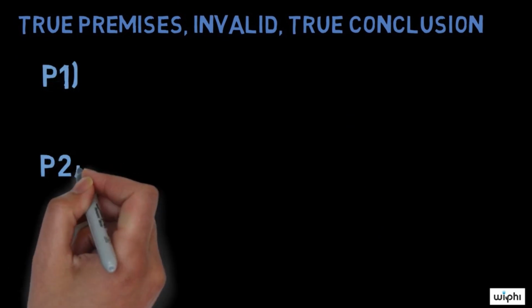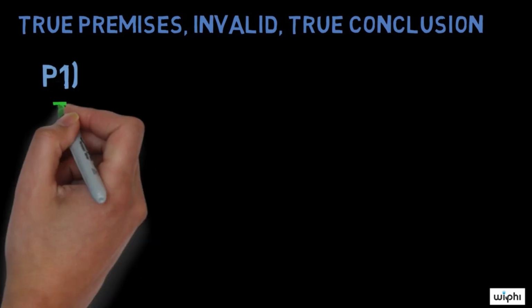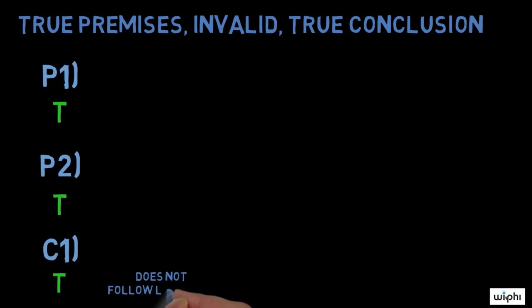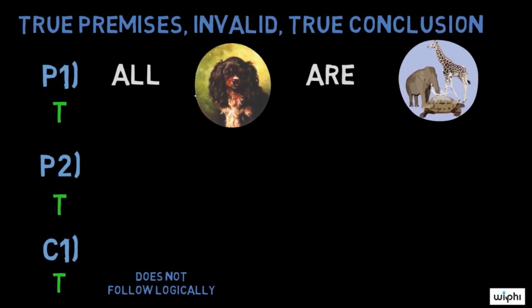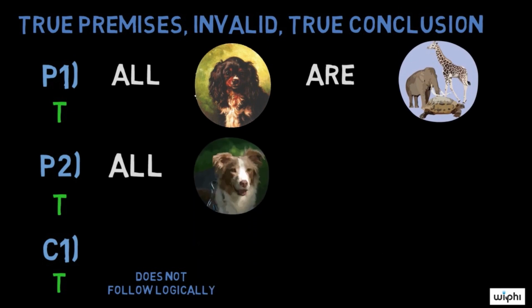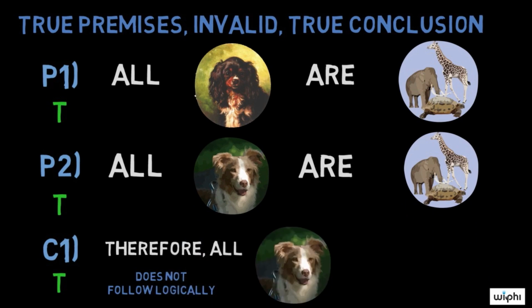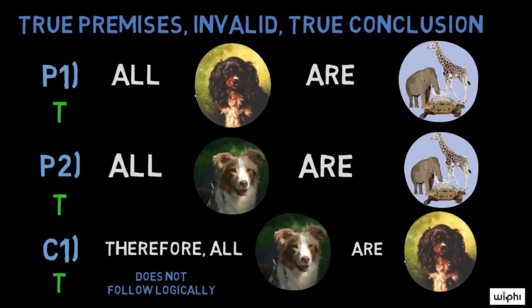However, sometimes arguments can have true premises as well as true conclusions, but still be invalid because the conclusions do not follow logically from them. Here is an example of such a case. Premise 1. All dogs are animals. Premise 2. All Australian Shepherds are animals. Conclusion. Therefore, all Australian Shepherds are dogs. Because of this, it is important that we are careful to ensure that the conclusion really does follow from the premises under consideration when we are evaluating an argument.